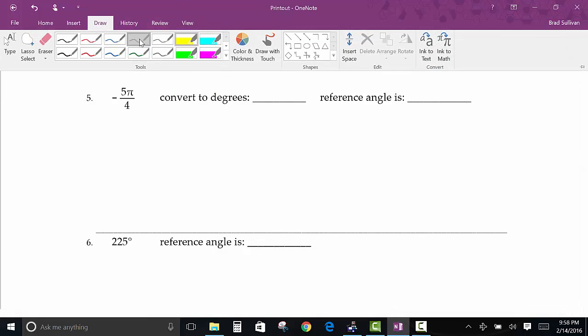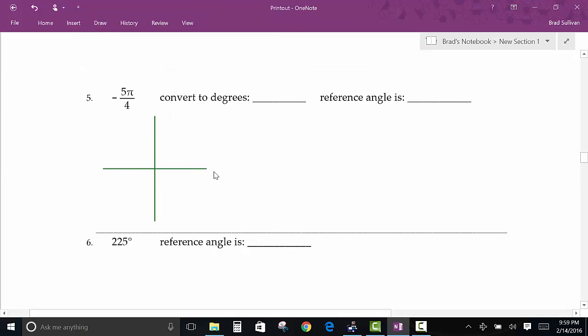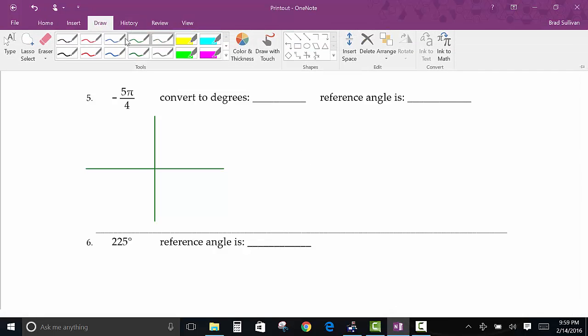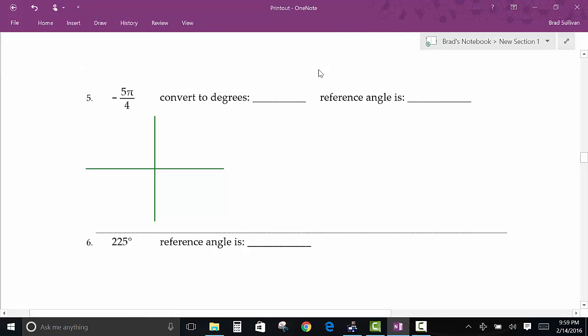Let's take a look at how this goes. Let me go ahead and draw a coordinate system here. That is so cool. Technology is awesome when it works. All right, let's convert this thing over. We have negative 5 pi over 4. Let's figure out where our degrees are. So we have negative 5 times 180 degrees over 4. 180 over 4 is 45. Then if we multiply negative 5 by 45, you end up with negative 225 degrees.